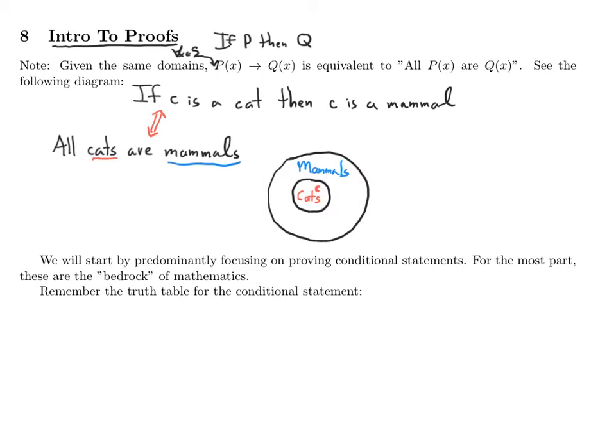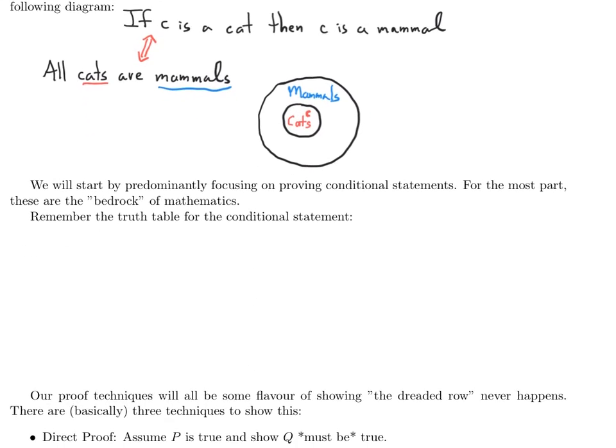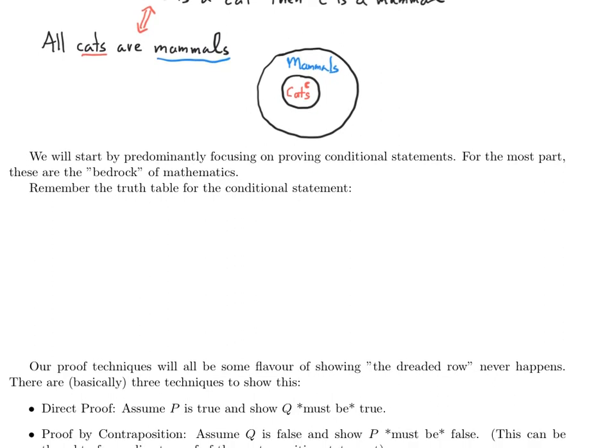Now, let's relate this idea to the truth table for a conditional statement. Let me remind you what that is. Let's draw it out. So we have P, we have Q, and we have if P, then Q. And remember that a conditional is false exactly when the if part is true and the then part is false, and true otherwise.